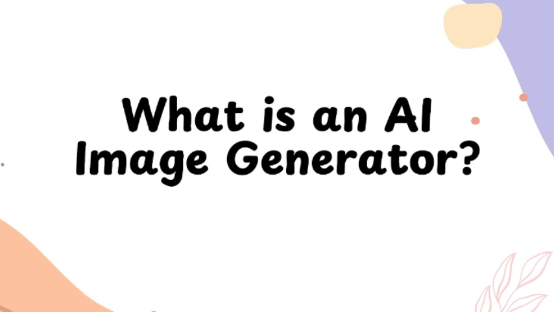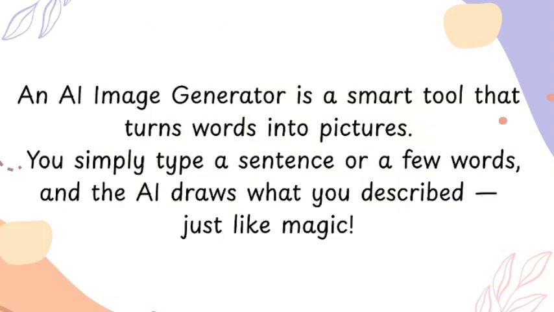So what is an AI image generator? An AI image generator is a smart tool that turns words into pictures. You simply type a sentence or a few words and then the AI draws what you describe, just like magic. I showed you how this is done in our first class, but like I said, it was just an introduction, so we just grazed through it. Today we're going to practice it ourselves and see how it works.